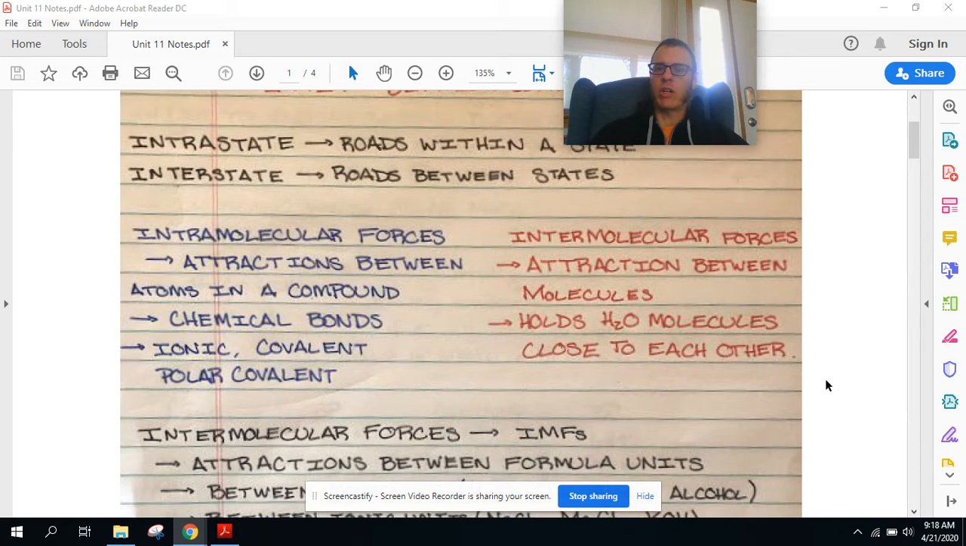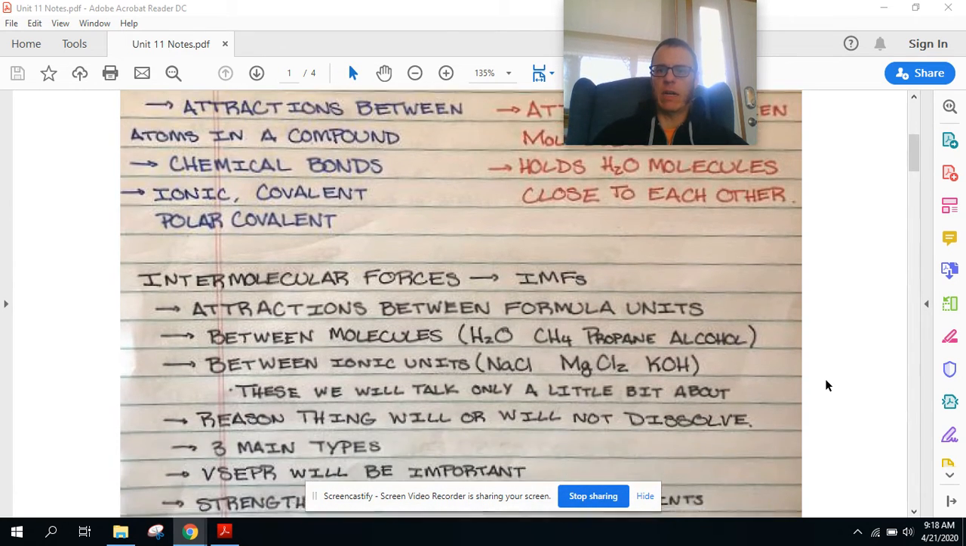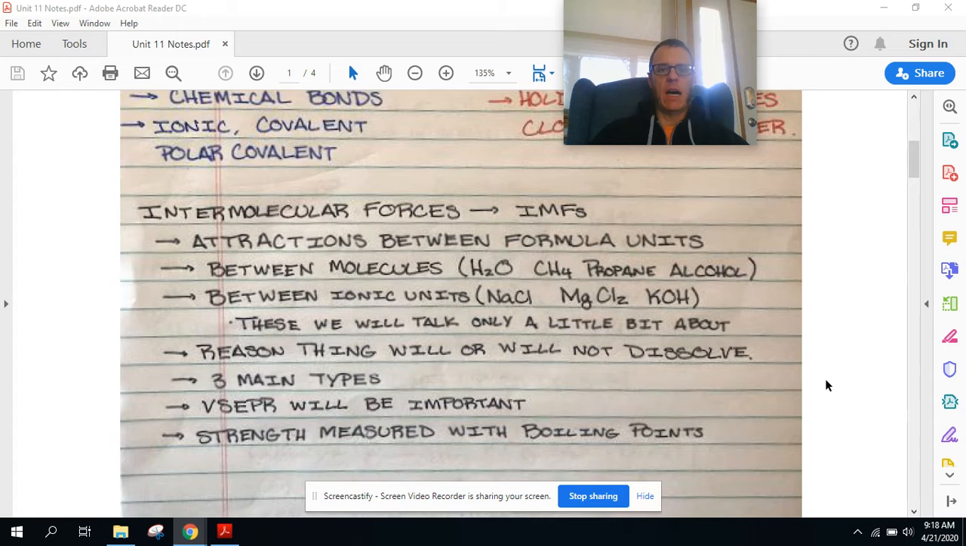Intermolecular forces are attractions between molecules. They hold water molecules close to each other. If you look at the video I did on the board, you'll see it. So intermolecular forces is your attraction between formula units, like molecules. So we have H2O, CH4, propane, alcohol, all these different things.